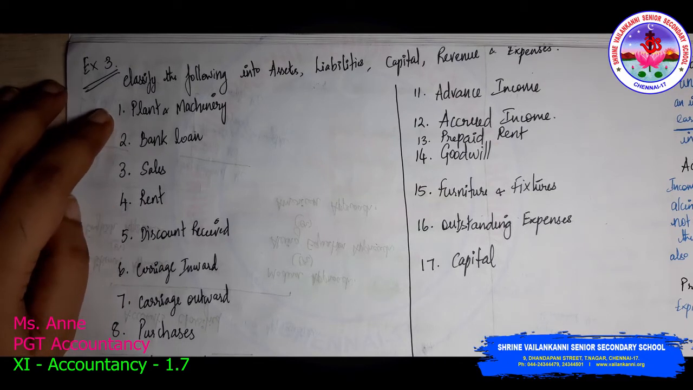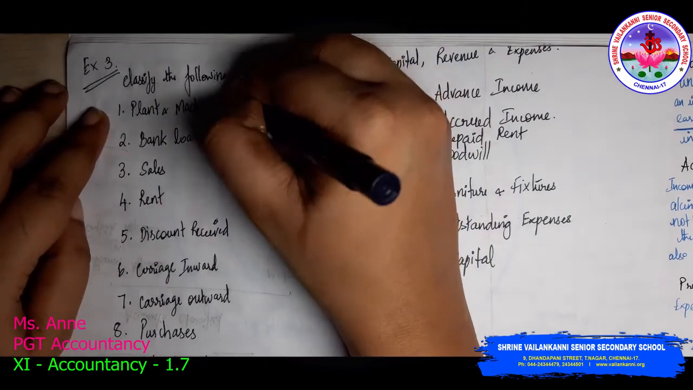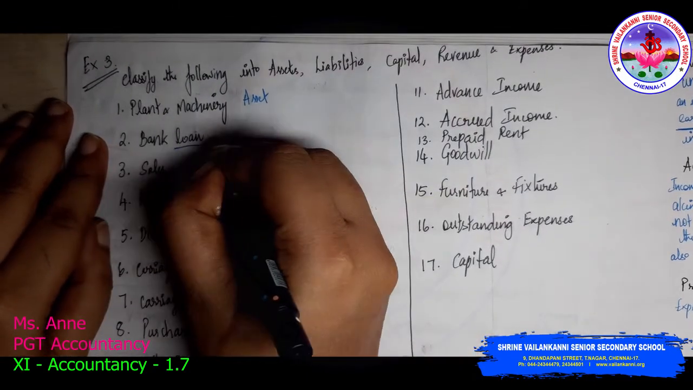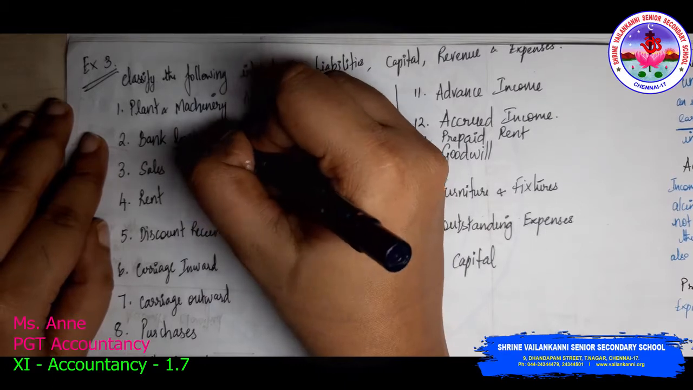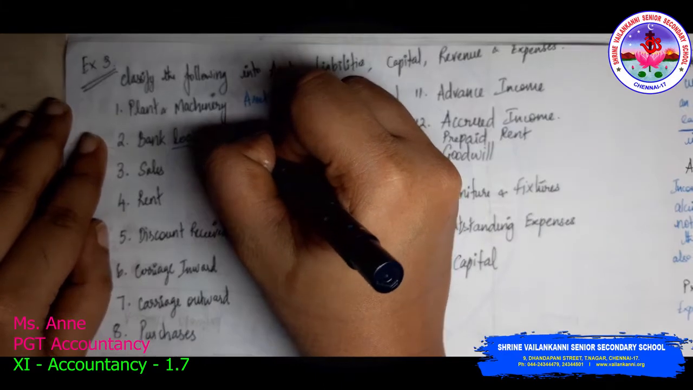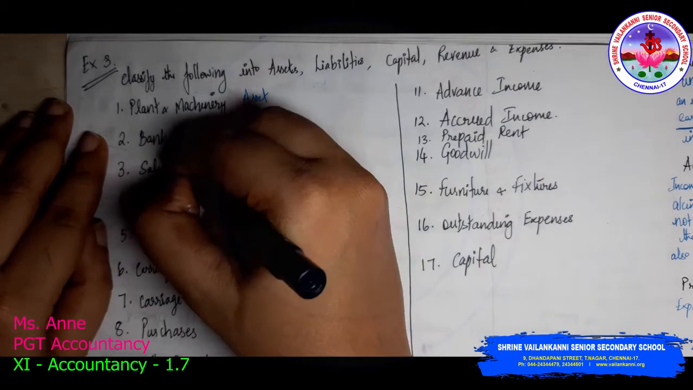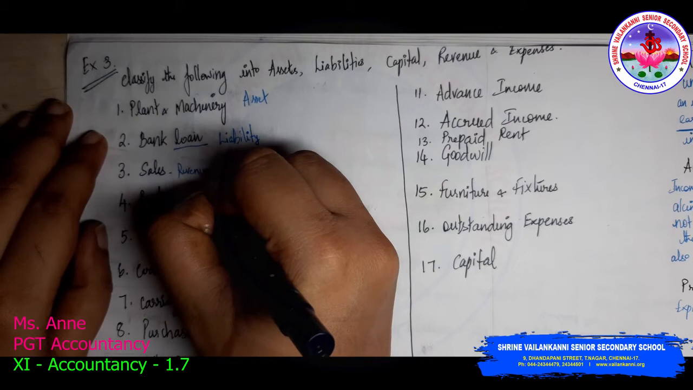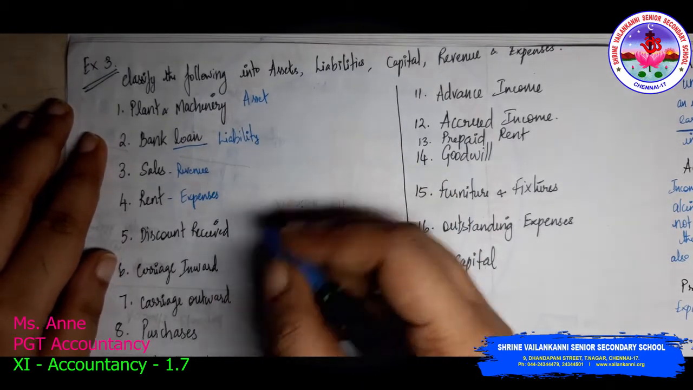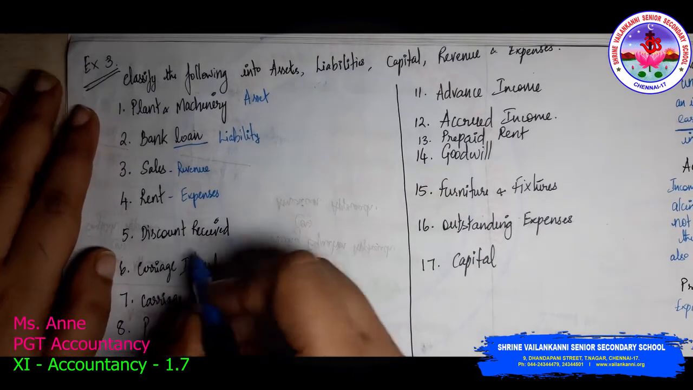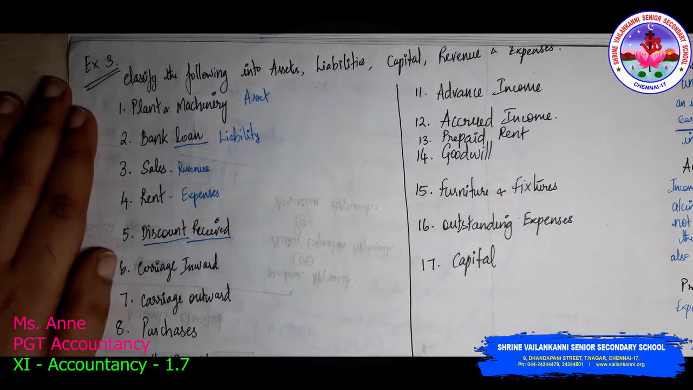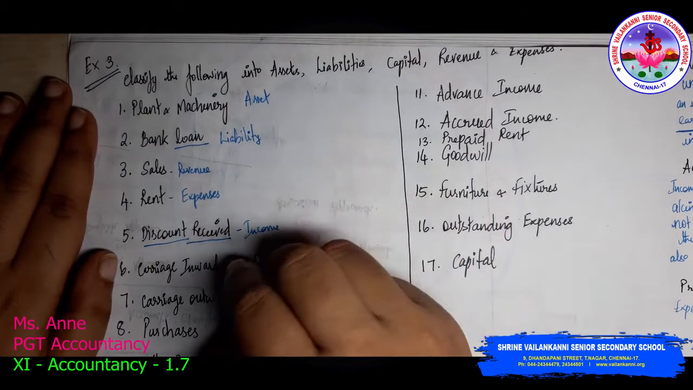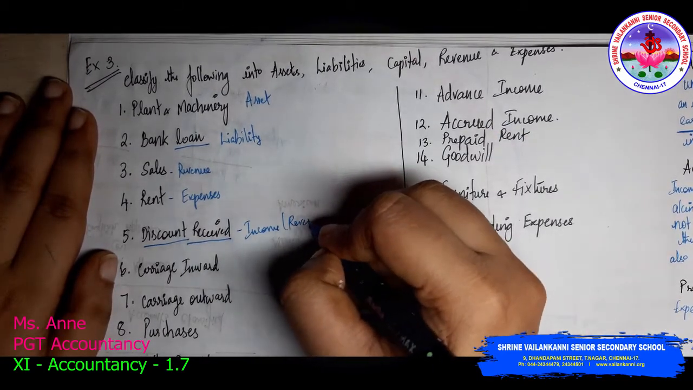So first one is plant and machinery. We all know that plant and machinery is what? It is an asset. Bank loan, we have to pay money, so obviously it is a liability. Sales, it is a revenue. Rent, it is an expense. Discount received, when we are receiving something, discount is an income, so obviously it will come under revenue.